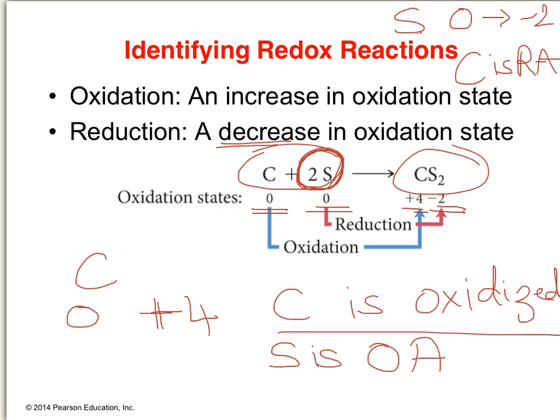So pause, think about this, rewind the video, and go back and work on how to remember the oxidation state rules. And remember, if an element increased its oxidation state, that means that element got oxidized. If an element's oxidation state decreased, then that element got reduced. You need to be able to identify which element got reduced, which element got oxidized, and what is the oxidizing agent and what is the reducing agent.